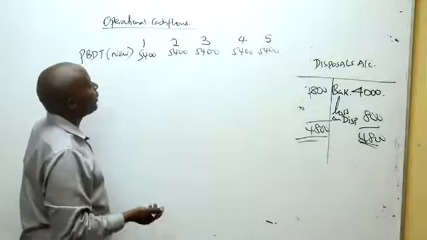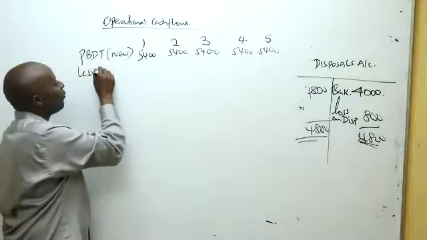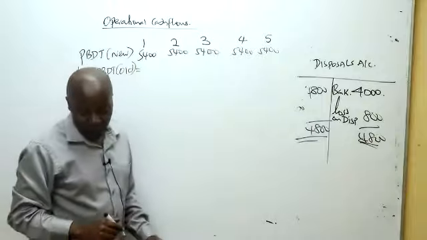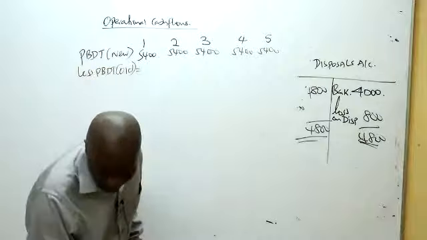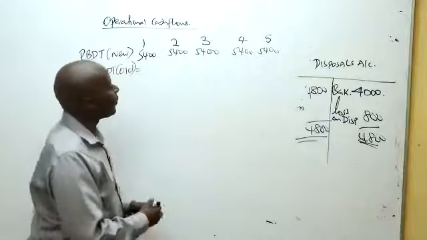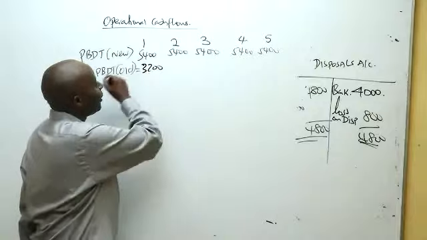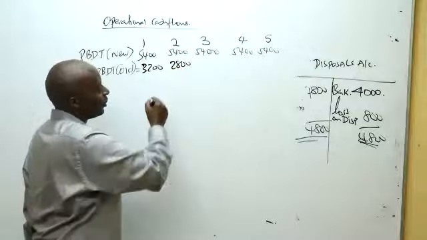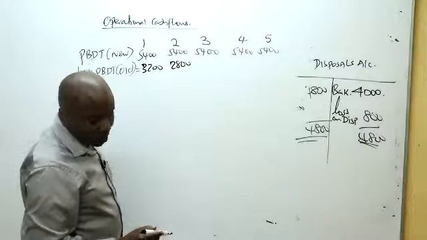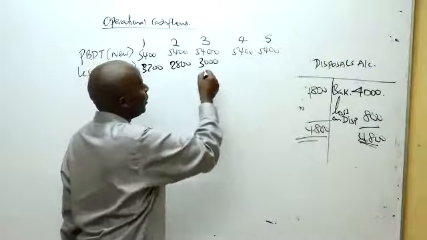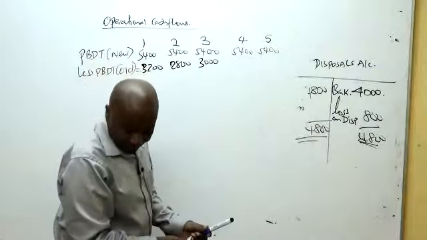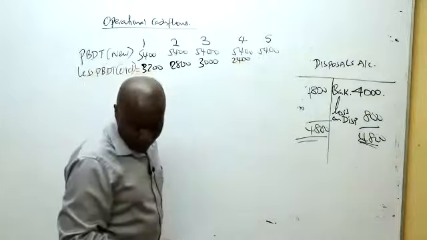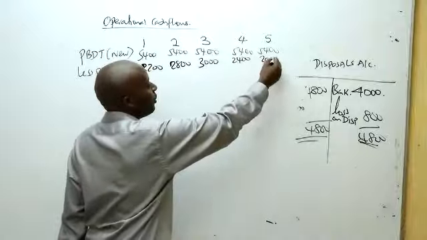I want an incremental, so less profit before depreciation of the old machine. So the old machine, what do we have there? I can see 3,200. We have 2,800. We have 3,000. We have, ladies and gentlemen, 2,400, and then lastly, we have 2,000. Thank you very much.